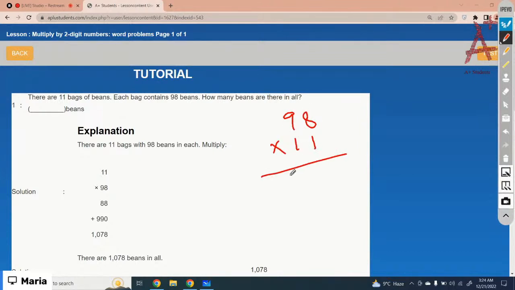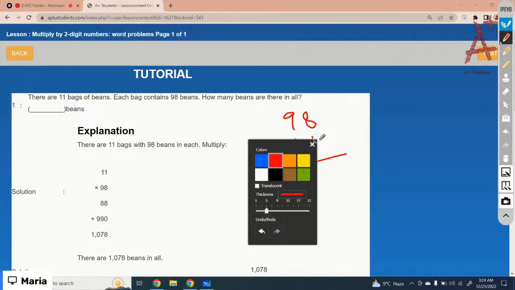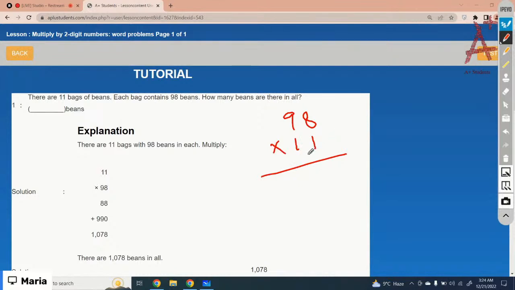You have to do 98 times 11. Whenever we are working addition, multiplication, subtraction, whatever it is, we always start with the ones digit. Got it? So the ones digits 8 and 1 are at the ones position. So we are going to start with the ones digit. Let's start with multiplying 1 to both the digits. 1 times 8 is 8. 1 times 9 is 9. Got it?